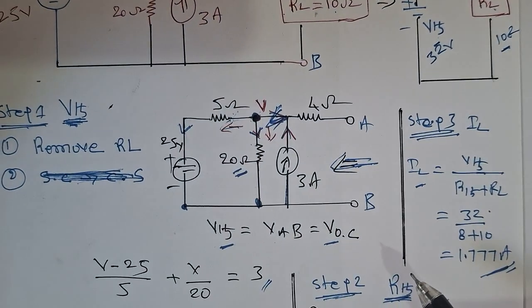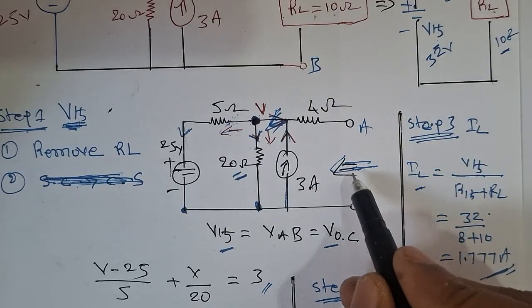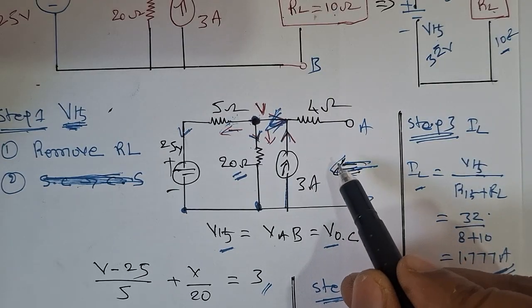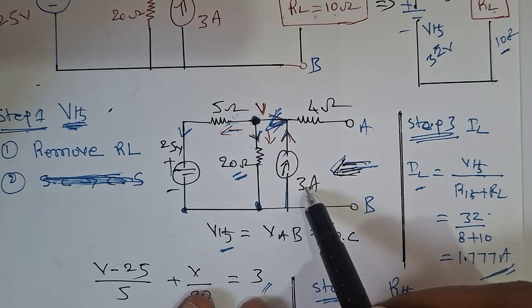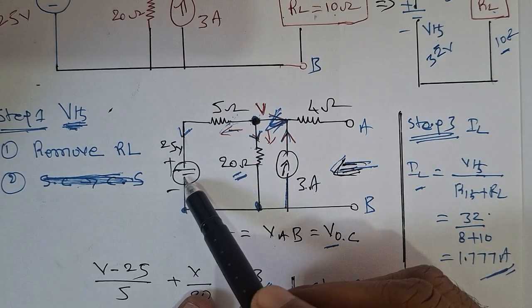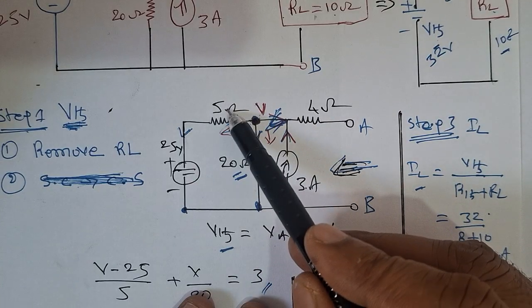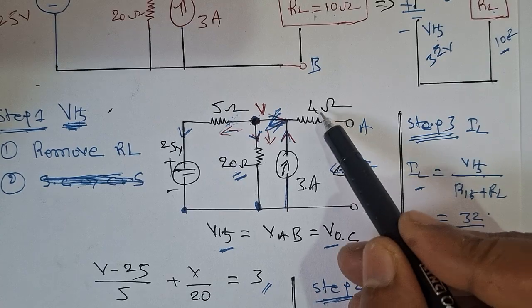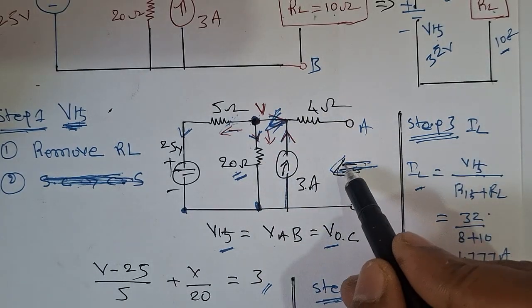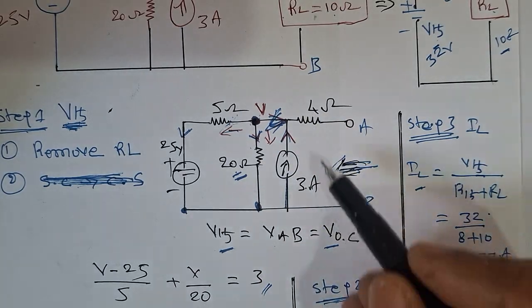Then you have to redraw the circuit diagram. So here I removed the load resistance. Then you have to draw the circuit as it is. So this is 3 amperes and 25 volts, and the 5 ohm resistor, the 20 ohm resistor and the 4 ohm resistor are connected as it is. And look from this side and you have to calculate.